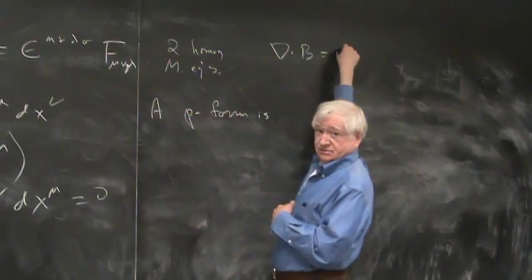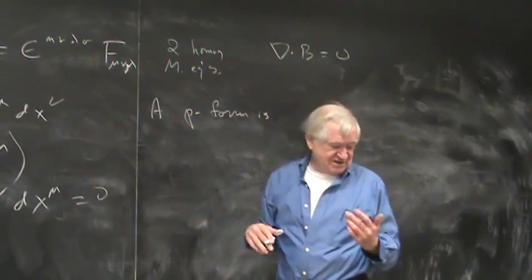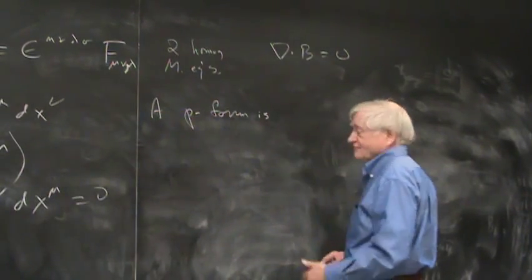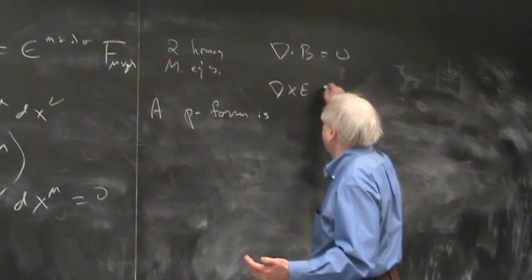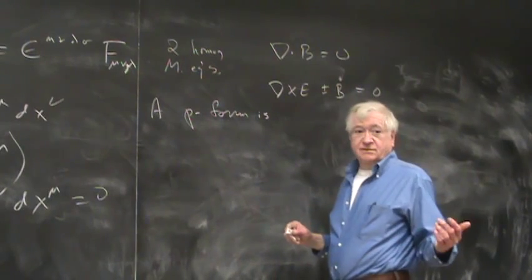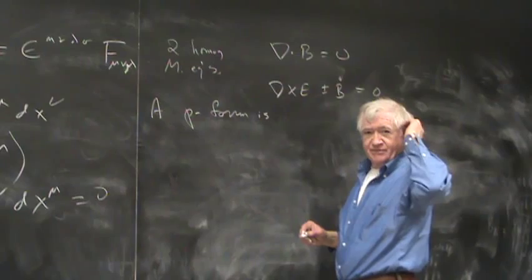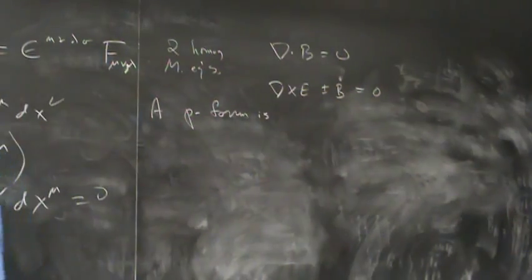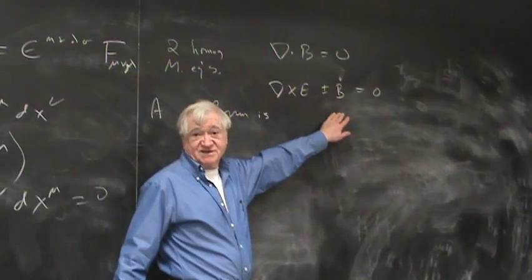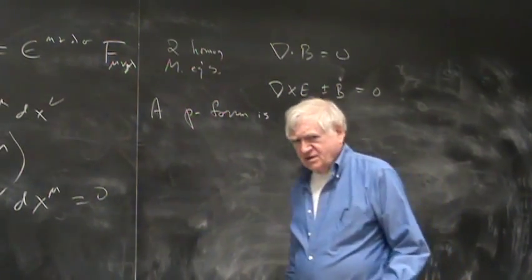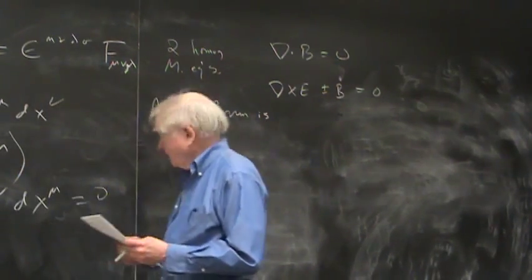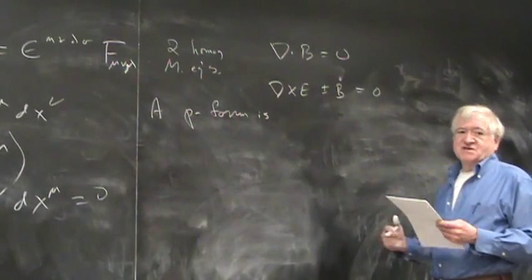Divergence of B is 0. And the other one is, unfortunately I don't have the Maxwell equations memorized, but it's the curl of B, plus or minus the time derivative of B equals 0. Yeah, that sounds right. Those are homogeneous. There are two equations that look very much like this. One of them has a J in it and one doesn't. I'm talking about the one that doesn't have a J. And again, this is true in some system of units.